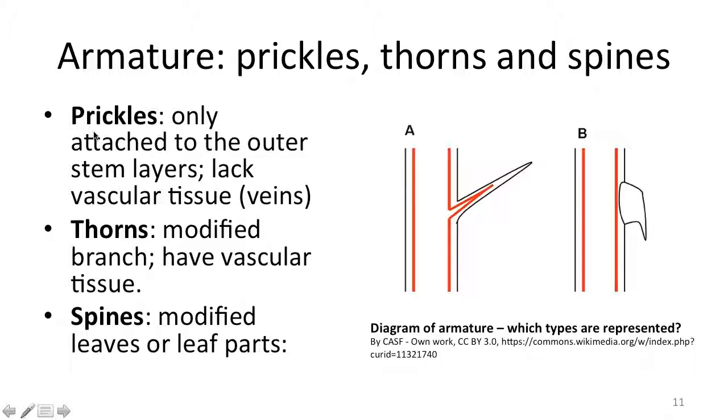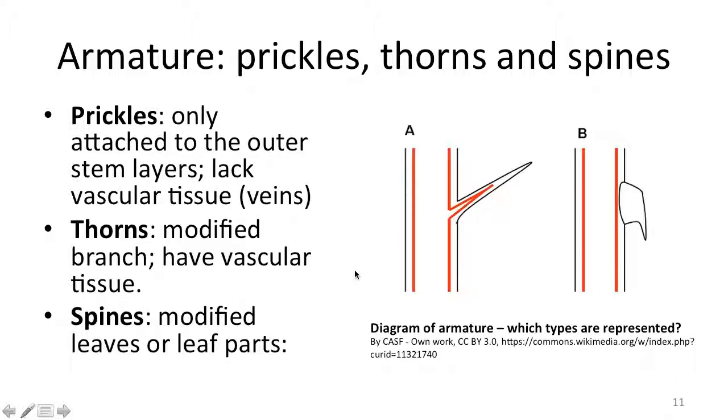So prickles are the armature that is only attached to the very outer layers of the stem. And importantly, prickles lack vascular tissue. So over here on the right, in this diagram, we can see that the sharp appendage is only attached on the outside, and it is not attached to these red lines, which represent the vascular tissue. Therefore, this appendage is a prickle.